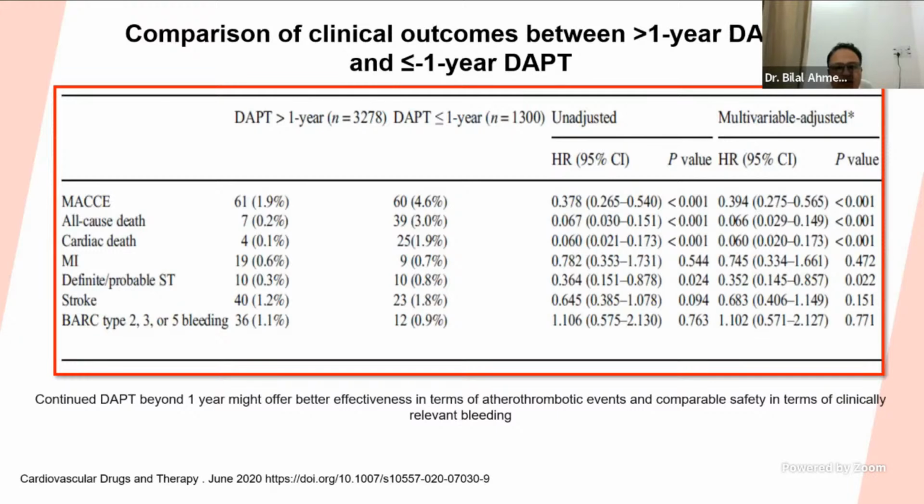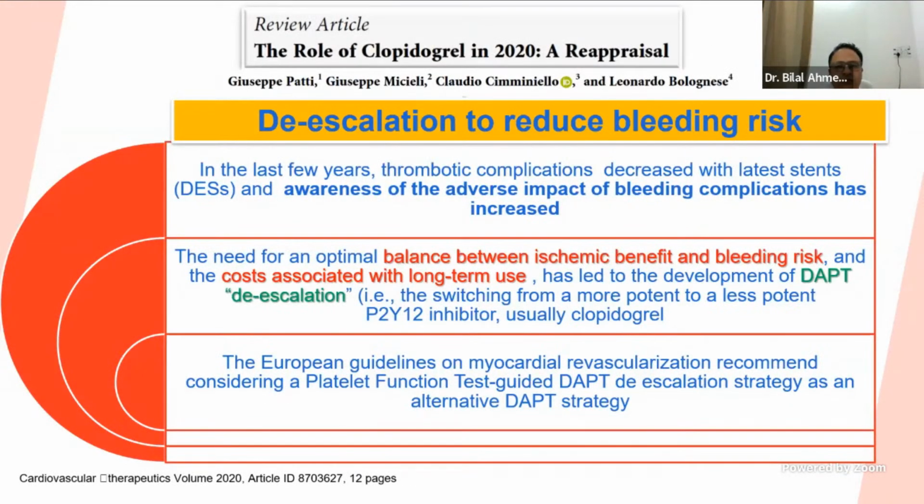DAPT for 1 year versus DAPT for less than 1 year showed that patients who received DAPT for more than 1 year had fewer coronary events, but there was more all-cause bleeding risk with ticagrelor continued. If we use clopidogrel as a second antiplatelet, it reduces the bleeding. It has a much lower chance of bleeding as compared to ticagrelor or prasugrel, so it can be used in patients who have a slightly milder risk of bleeding.